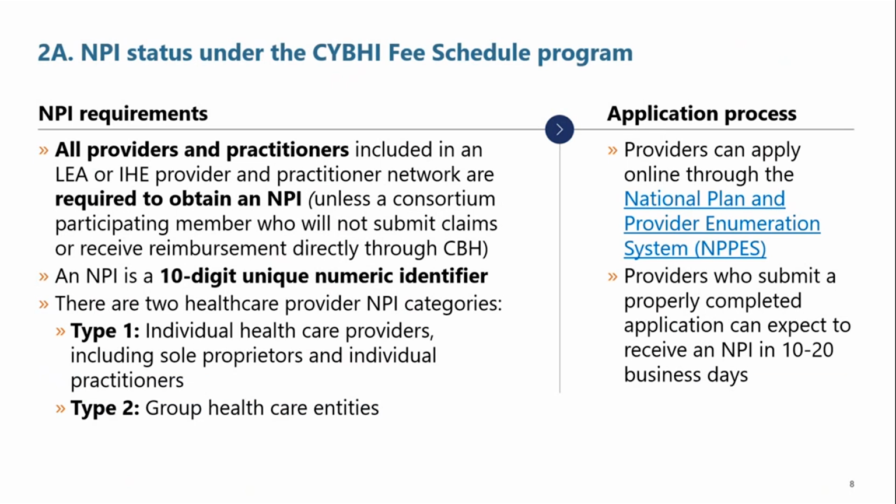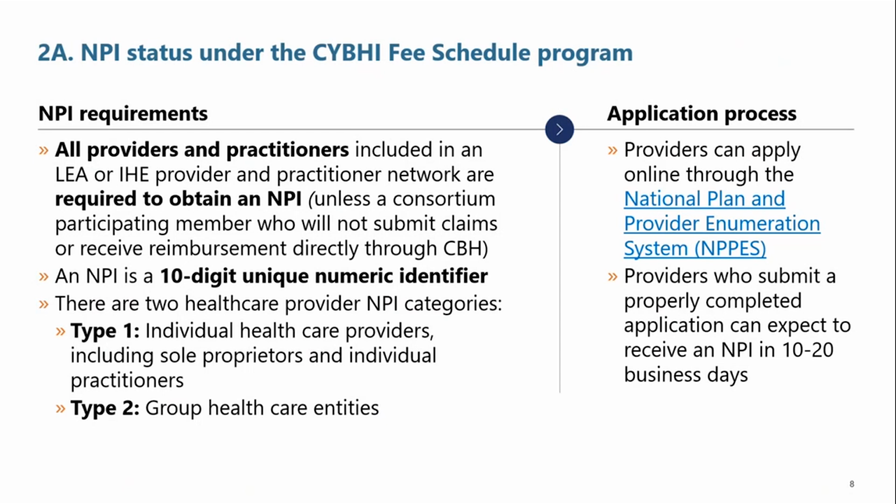Let's start with the NPI requirement. An NPI, or National Provider Identifier, is a 10-digit number that uniquely identifies healthcare providers and organizations. There are 2 NPI types. Type 1, for individual providers, like clinical social workers or psychologists. Type 2, for group entities, such as clinics or LEA or IHE organizations.